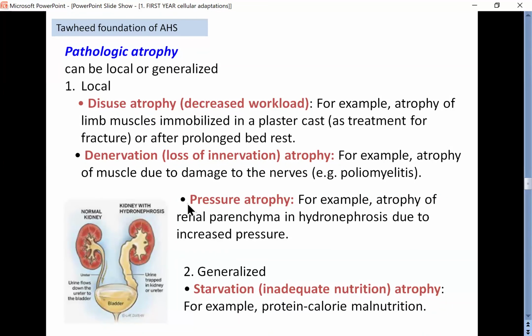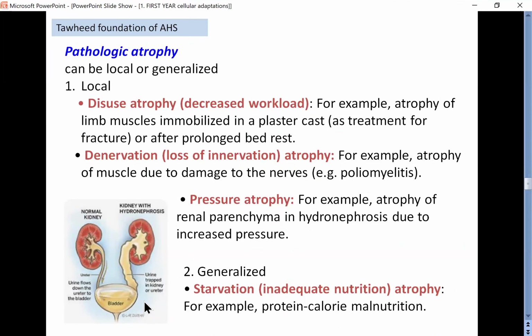One more example I can give you is pressure atrophy. We have seen previously the BPH condition, benign prostatic hyperplasia, right? Whenever there is a BPH patient, you can see the bladder is almost filled with urine all the time.